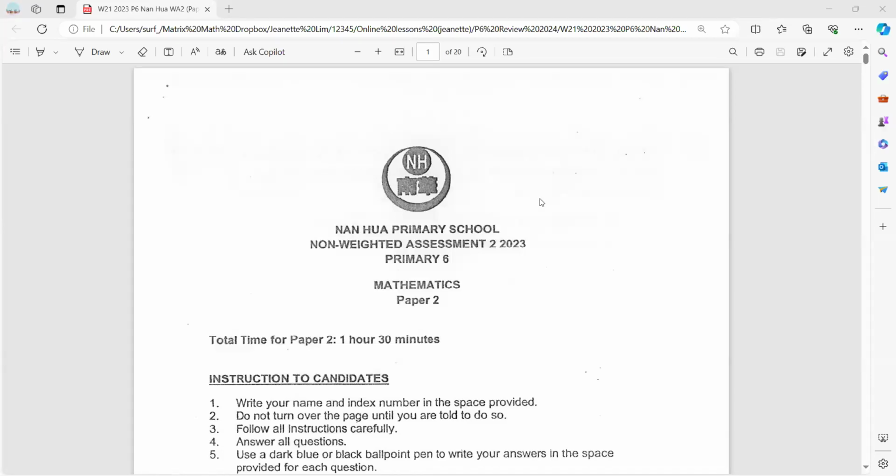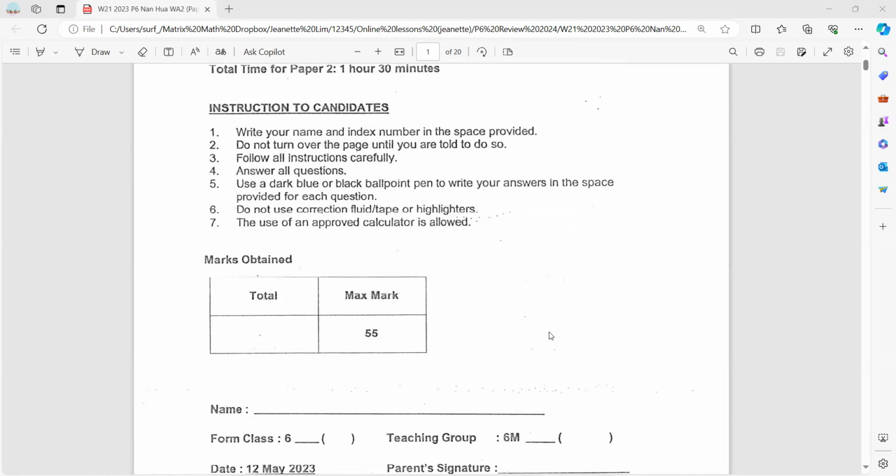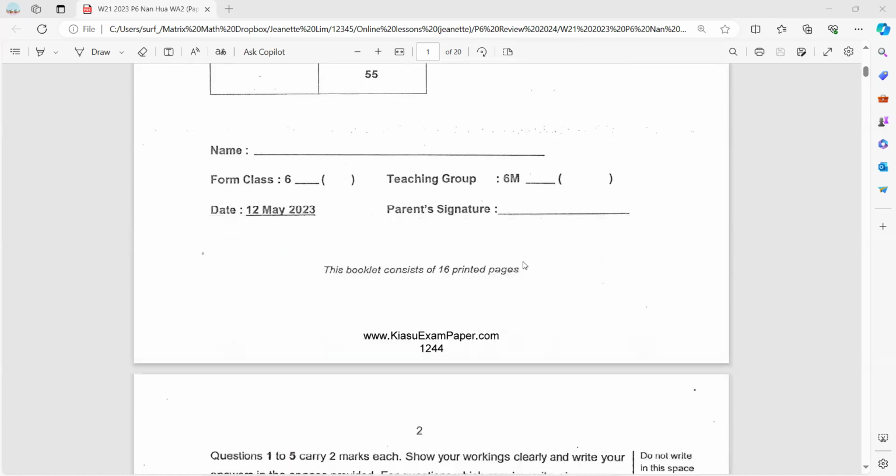Nanhua Non-Weighted Assessment 2, 2023, paper 2. So for paper 2, the use of an approved calculator is allowed.